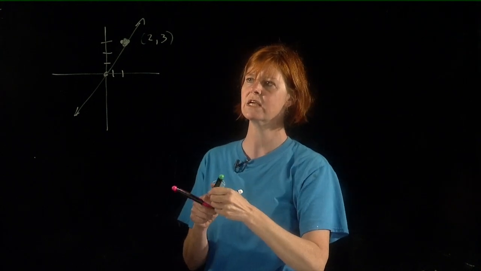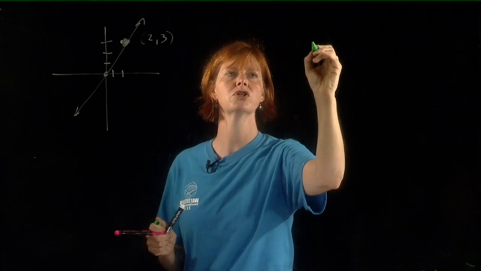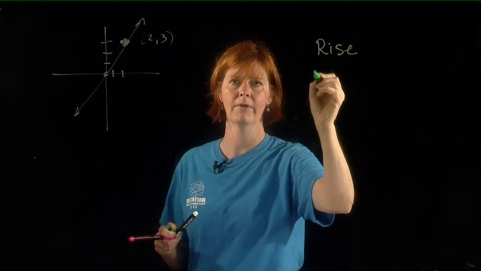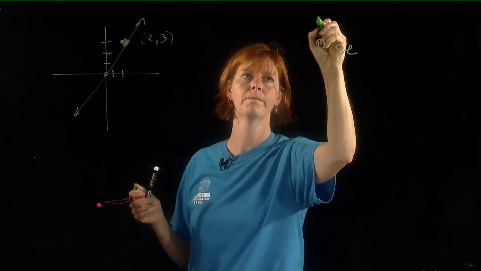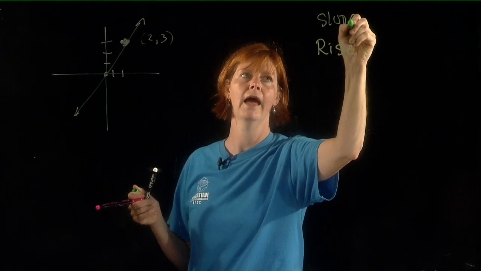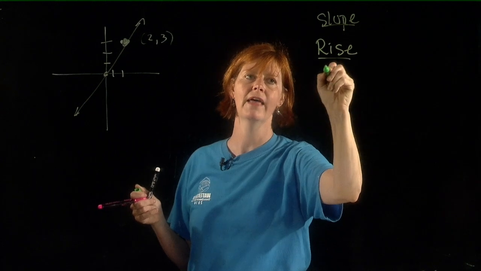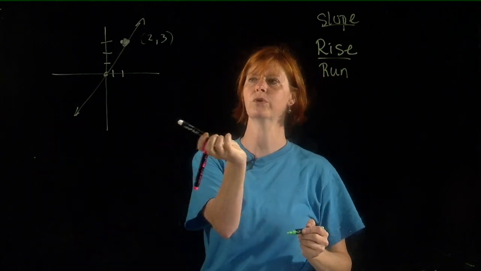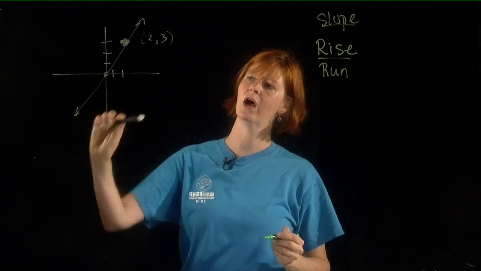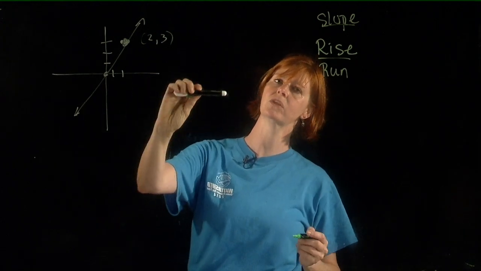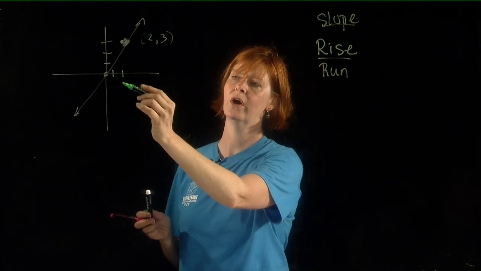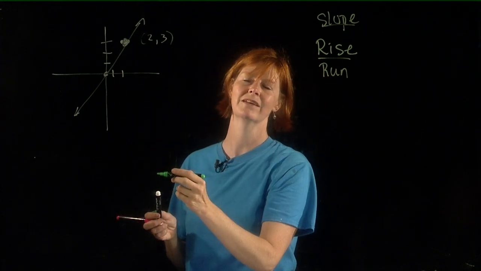Now this works here. We're going to call this rise. So how far up do you go? And then we're going to divide that by what we call the run. You can either run forward or you can run backward. If you run forward this way, you are going to have a positive slope. Or if you run backward, you would have a negative slope.